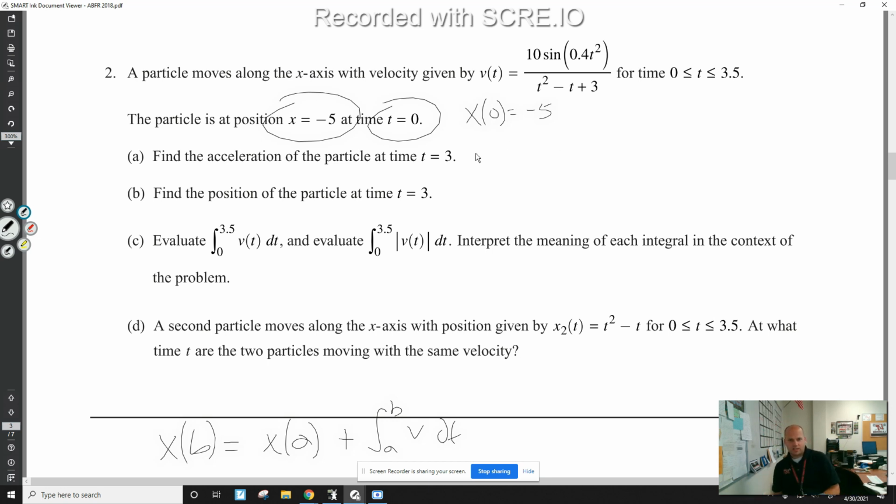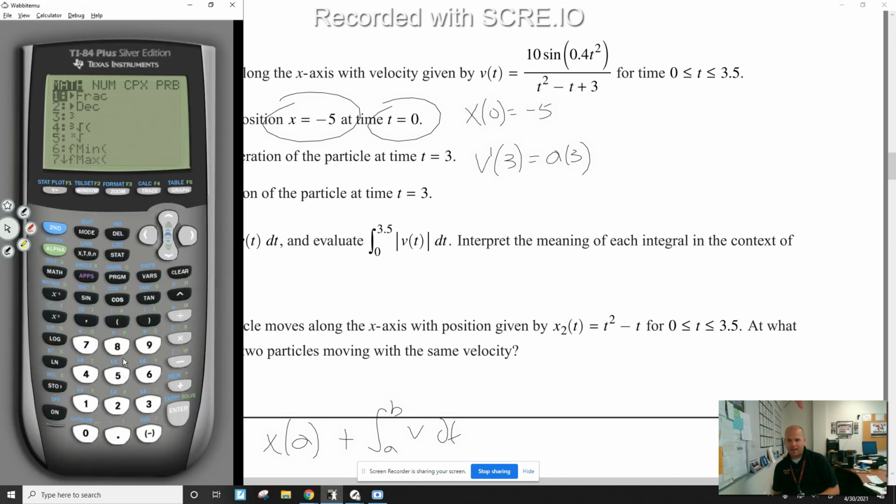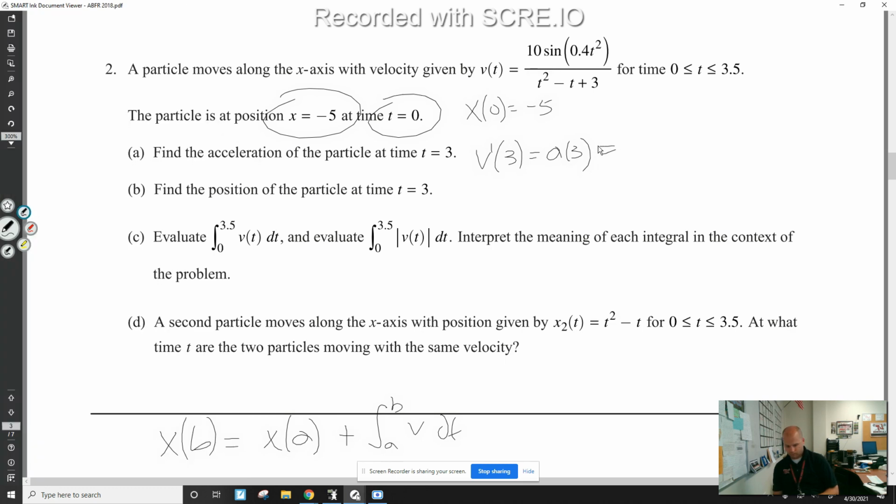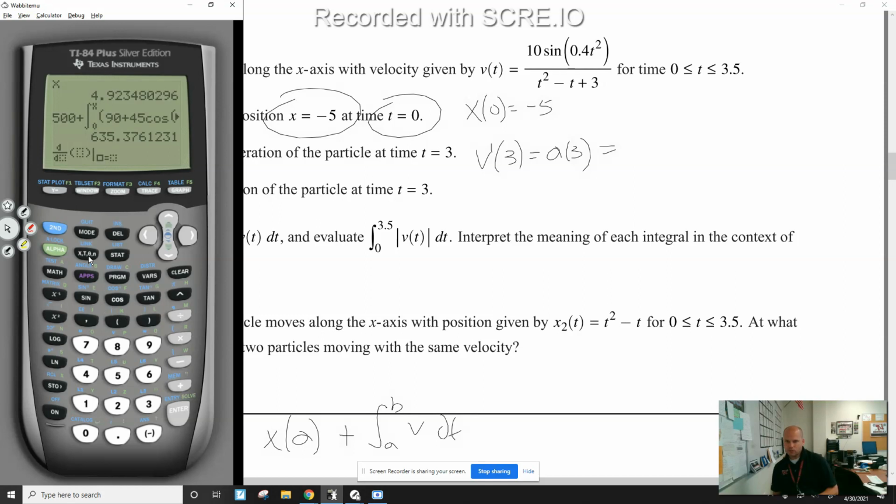Finding the acceleration is easy. It's just v prime at 3. V prime of 3 is equal to a of 3. Literally in your calculator, you can use math, nDeriv. You don't even have to write this stuff down. If you just write this and then give me the answer, you'll get full credit. So d/dx, alpha f1, 10 sine 0.4 t squared over t squared minus t plus 3, at 3. Boom. Negative 2.118.